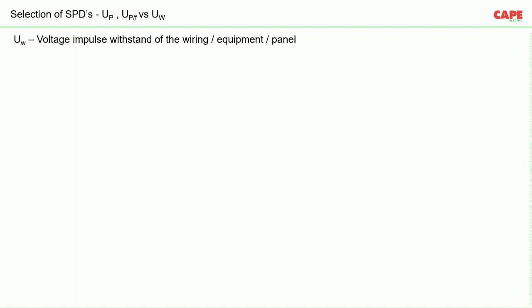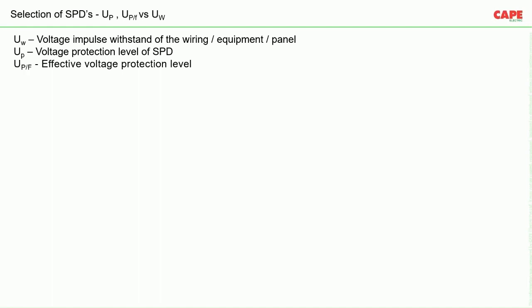Now, selection of SPDs on the basis of voltage protection level, and how the voltage protection level is dependent on the wire length. There are three parameters: UW, UP, and UPF. UW is the voltage impulse withstand of an equipment. Let's say I am talking about a UPS. Every equipment has a certain impulse withstand voltage. It can be 1.5 kV, 2 kV, 3 kV, or anything. But they will mention this UW in their data sheets and parameters.